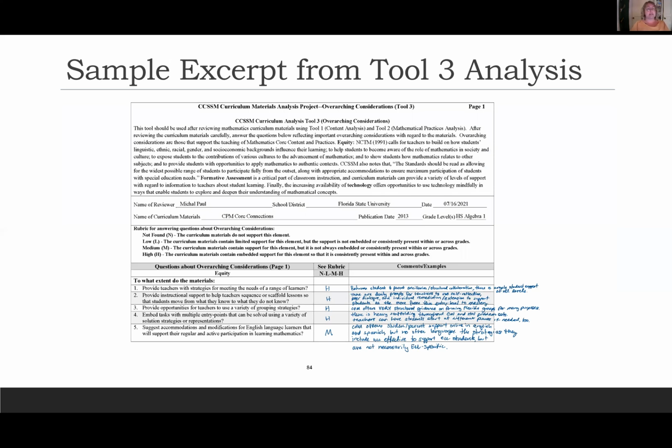On this slide, I show an excerpt from the Tool 3 analysis. I completed the analysis using Tool 3 by considering the student and teacher texts as well as the ancillary text resources. This excerpt considers the extent to which CPM supports equitable teaching practices.